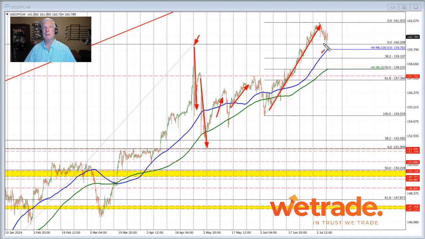We broke above that 162.08 level, and what is important, if you look at this chart, is that you see this low right here, and this low right here, and this low today right here.